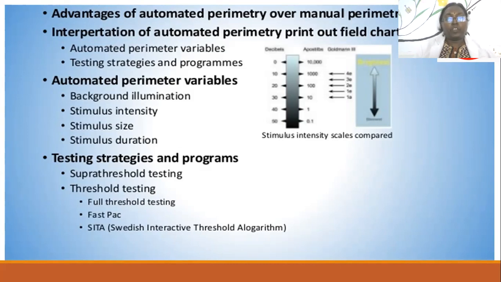Automated perimeter variables: background illumination, stimulus intensity. So the patient is given different intensities of light, and size and duration. When the patient sees the light, he is asked to click.